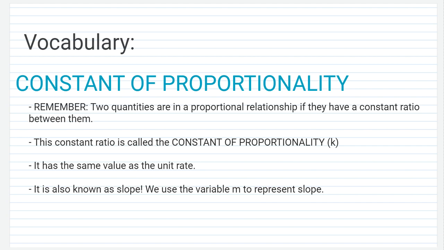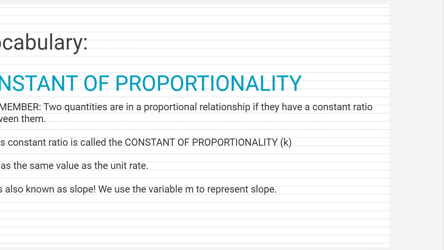In a previous video, we talked about this when we did tables of proportional relationships. Same definition as before. Two quantities are in a proportional relationship if they have this constant ratio between them. And this constant ratio is actually called the constant of proportionality, which we use the variable k to represent. This has the same value as the unit rate, and just as a heads up, it's also known as slope. So when you get to pre-algebra and algebra 1, you're going to be using the variable m to represent slope, which again is just this constant ratio that is showing up within a linear equation.